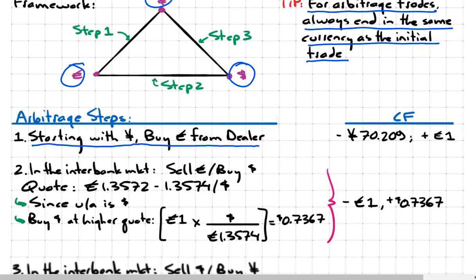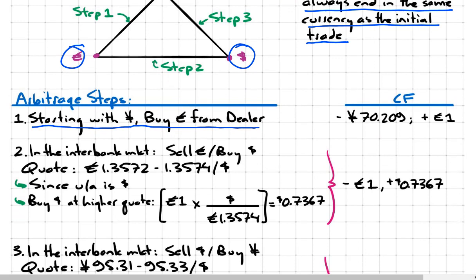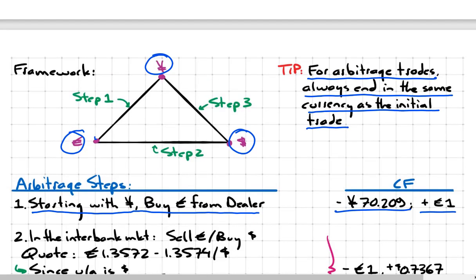So starting with yen, we buy the euro. So here it is. I give the dealer 70.209 yen. He gives me back 1 euro. Perfect. So that is step one. So we went from here to there. But remember, you have to end in the same currency that you started with. Oh, sorry. I meant we went from here to there, right? Because we started with the yen, and then we bought the euro.